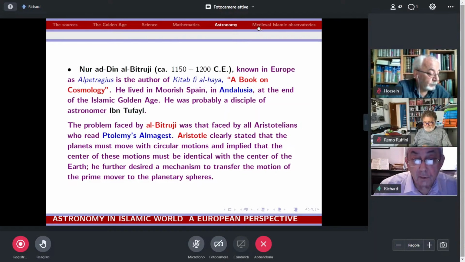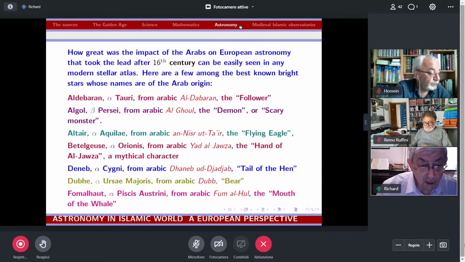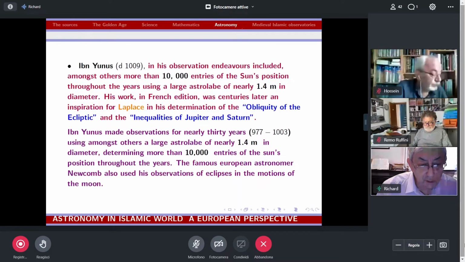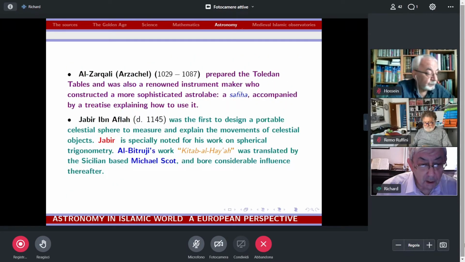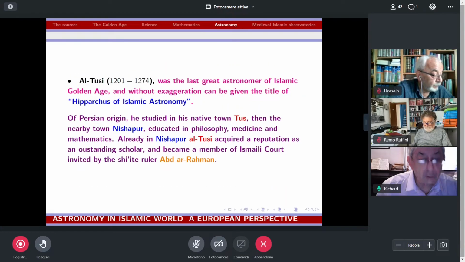Now I skip to medieval observatories. At the time of decline, I should, sorry, in astronomy, I skipped, I should also speak about the greatest, Al-Tusi. Al-Tusi was the last great astronomer of the Golden Age.